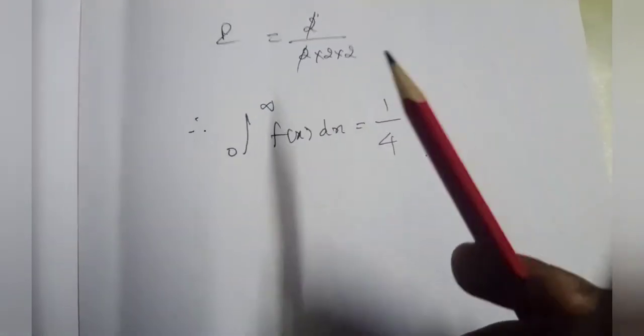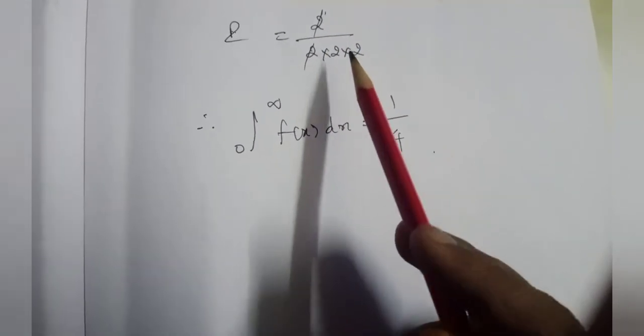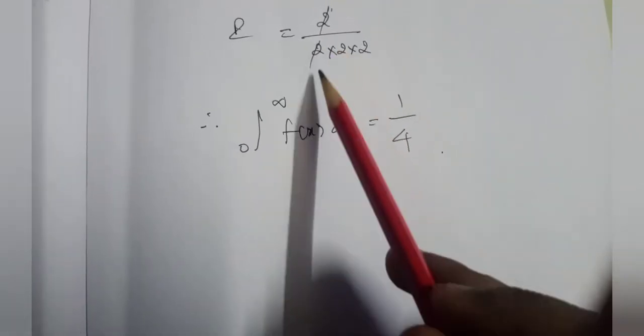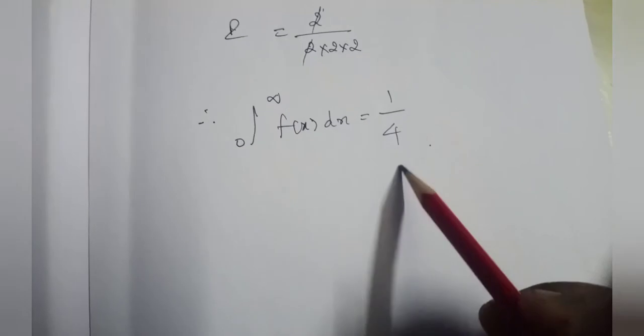So 2 factorial divided by a to the power 2 plus 1. What is a to the power 2 plus 1? 2 to the power 2 plus 1 is 2 cube. And 2 factorial is nothing but 2 into 1, that is 2. So 2 divided by 2 into 2 into 2. The 2s cancel, so 1 by 4. So the answer is 1 by 4. So this is how we have to do it.